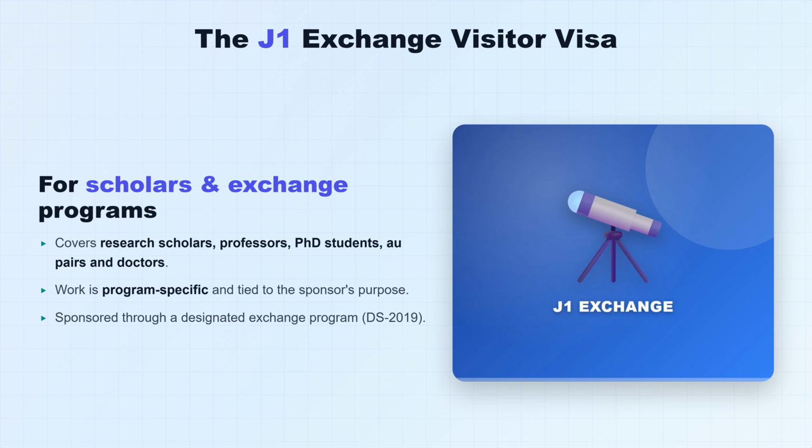Next is the J-1 visa, the exchange visitor visa. J-1 covers a wide range of people: research scholars, professors, PhD students, au pairs, and visiting doctors. The work allowed is program-specific, tied to the sponsor's purpose. It is sponsored through a designated exchange program, documented on a form called the DS 2019. In many ways, J-1 is similar to F-1, but with some special rules.